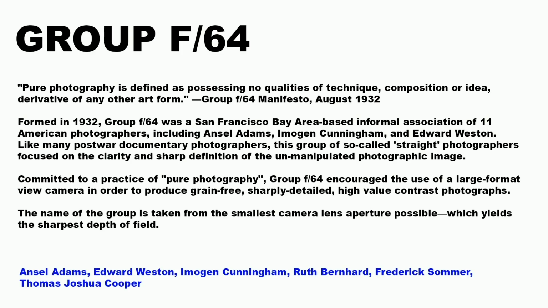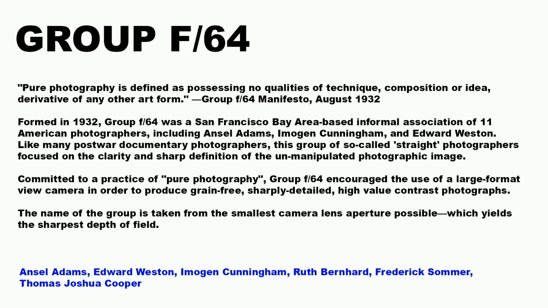F64. Pure photography is defined as possessing no qualities of technique, composition, or idea, derivative of any other art form. That's the group F64 manifesto in August 1932. It was formed in 1932, as I said. The group was a San Francisco Bay Area-based informal association of 11 American photographers, including Ansel Adams, Imogen Cunningham, and Edward Weston. Like many post-war documentary photographers, this group of so-called straight photographers focused on the clarity and sharp definition of the unmanipulated photographic image.